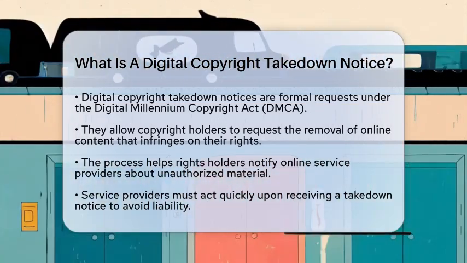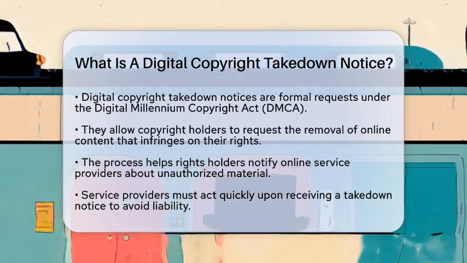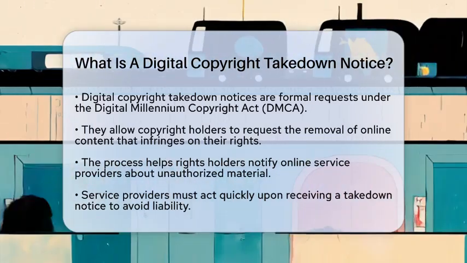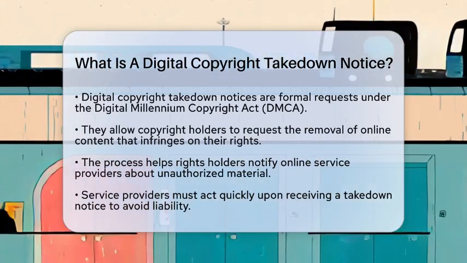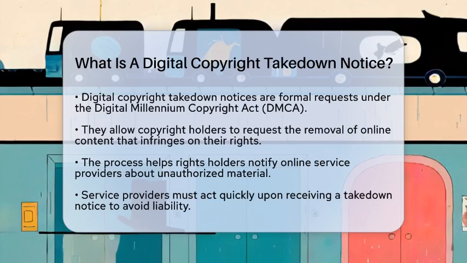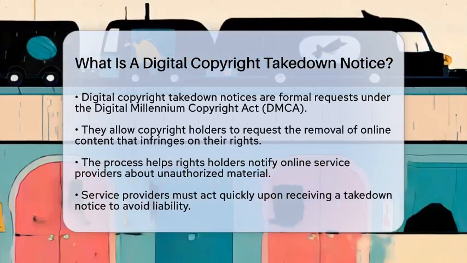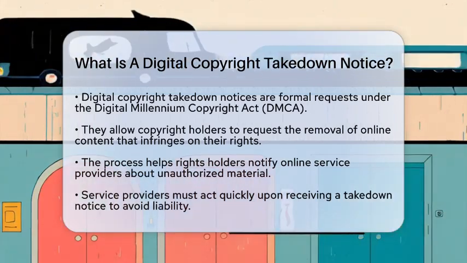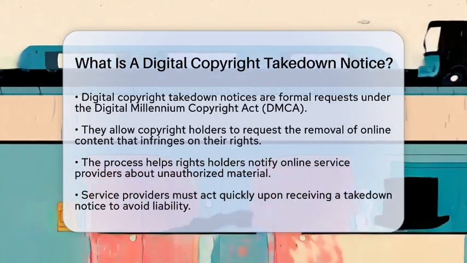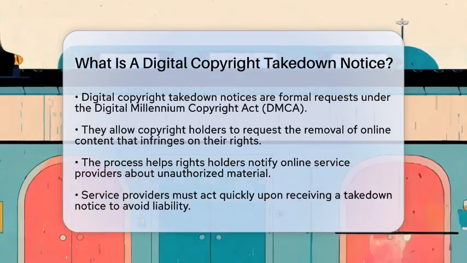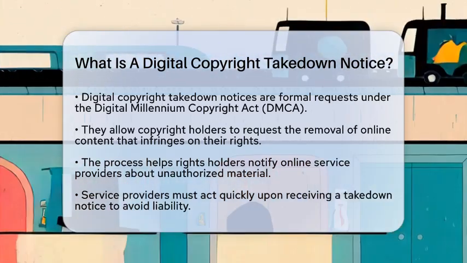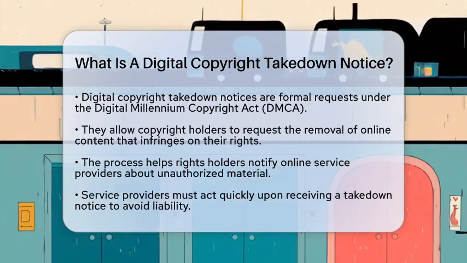A digital copyright takedown notice is a formal request made under the Digital Millennium Copyright Act, often referred to as the DMCA. This notice allows copyright holders to demand the removal of online content that they believe infringes on their rights. The process is designed to help rights holders notify online service providers, like websites and social media platforms, about unauthorized material. When a takedown notice is submitted, the service provider must act quickly to avoid potential liability. This creates a streamlined enforcement tool that prioritizes the interests of copyright holders.